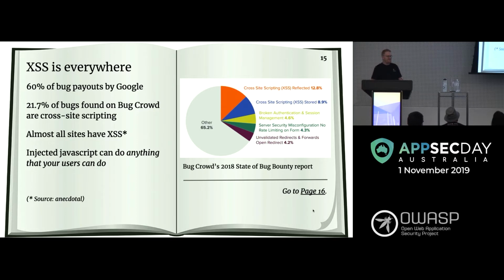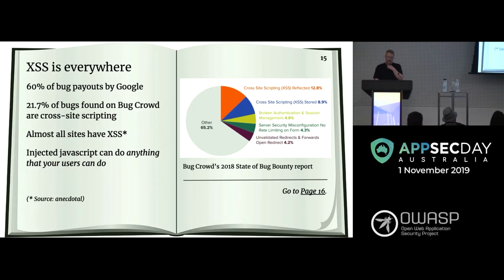Well, first I'll start with a motivator. Cross-site scripting is everywhere. Almost every single web application that I've worked on or tested has had cross-site scripting somewhere. Google, who people pretty broadly agree are one of the best companies at web security, 60% of their bug bounty payouts are for cross-site scripting. On Bugcrowd, where people can go and hunt for bugs for money, about 20% of bugs found are cross-site scripting.